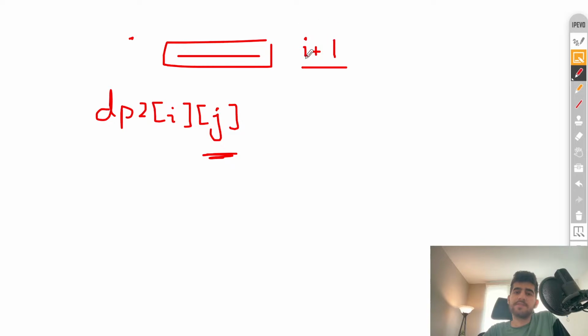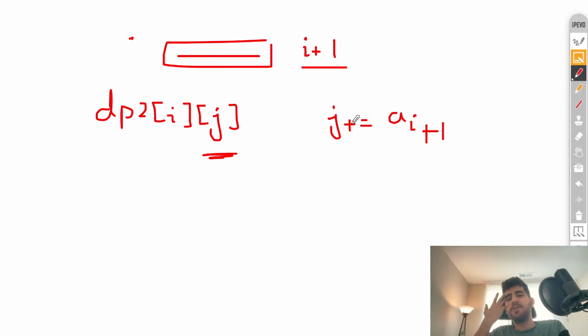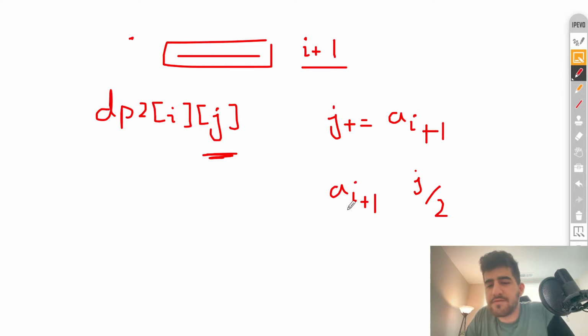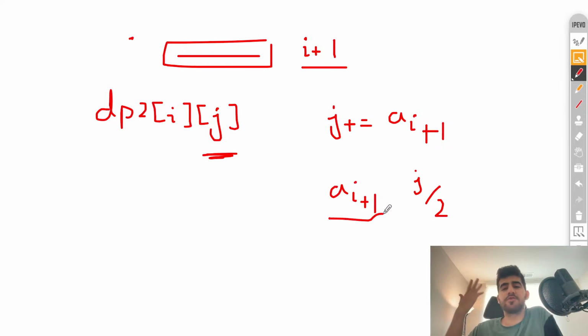And I see what happens when I add this one. I know what happens to sum. Sum will be added by a of i plus 1. And dp1 of i and j will be updated too: in dp1 of i and j, I can compare a of i plus 1 and j divided by 2, this new j divided by 2. It's enough to only compare this last one. I don't need to save what the maximum was so far.